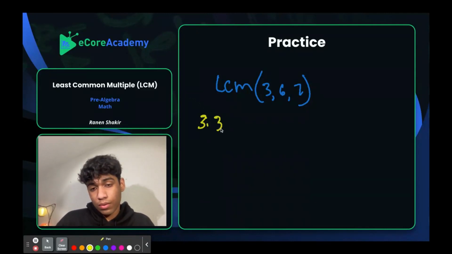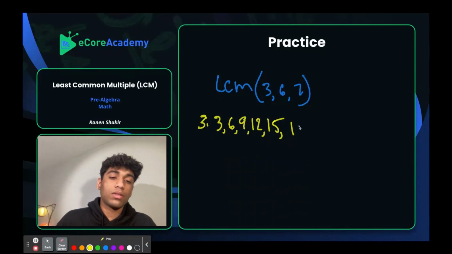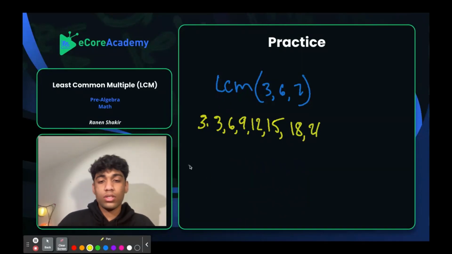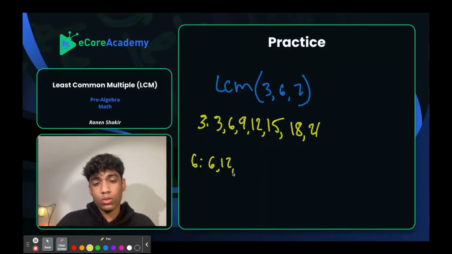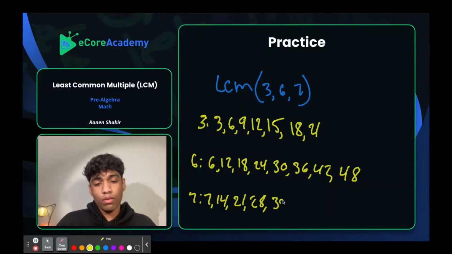Let's do 3. So we have 3, 6, 9, 12, 15, 18, 21. All right, now let's do 6. We'll have 6, 12, 18, 24, 30, 36, 42, 48. All right, now let's do 7: 14, 21, 28, 35, 42, 49, 56.